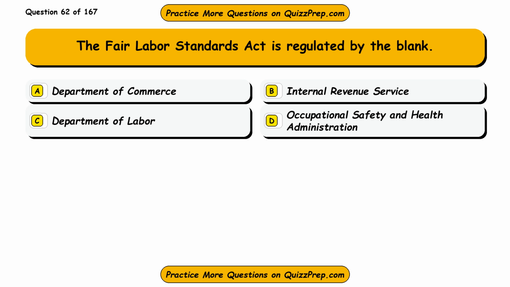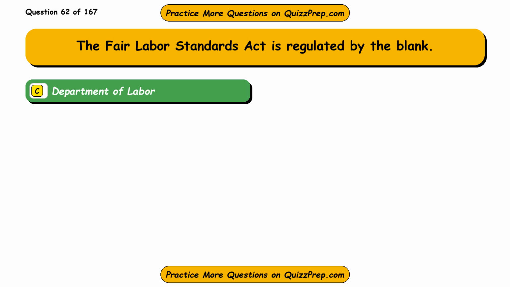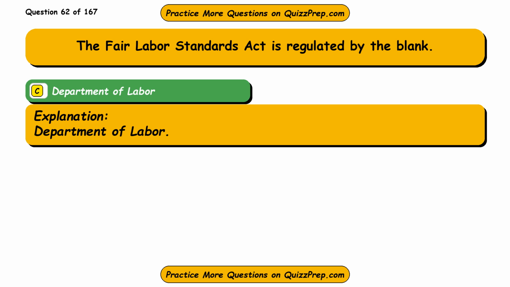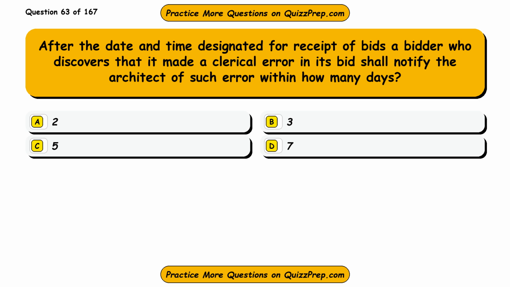The Fair Labor Standards Act is regulated by the blank. Option A, Department of Commerce. Option B, Internal Revenue Service. Option C, Department of Labor. Option D, Occupational Safety and Health Administration. The correct answer is option C, Department of Labor. Department of Labor.